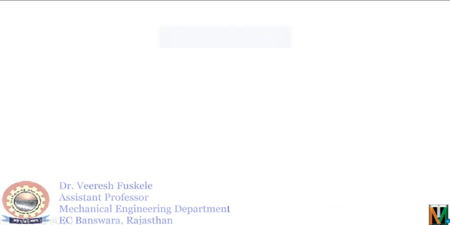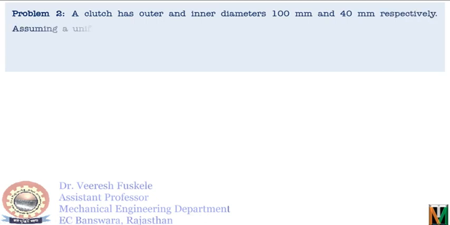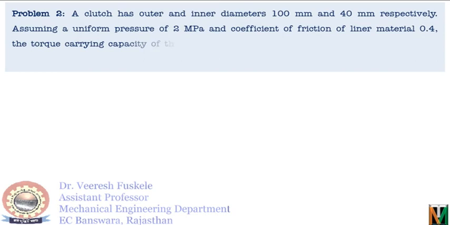So we have the next problem. A clutch plate has outer and inner diameters of 100 millimeter and 40 millimeter respectively. Assuming a uniform pressure of 2 megapascal and a coefficient of friction of liner material 0.4, the torque carrying capacity of the clutch is. So we have to find out the torque carrying capacity. This is a problem from GATE 2008.